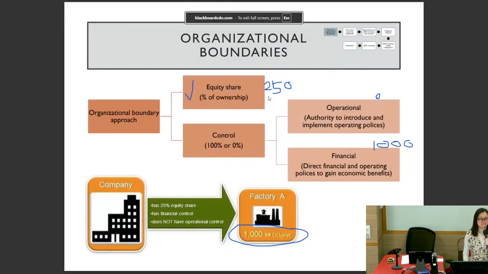For identifying whether the company has financial control or operational control, sometimes it is a little bit tricky. So don't worry, in the test or in the examination, I will tell you explicitly whether the company has financial control, or maybe this company has no financial control. I will just tell you explicitly whether they have or have no financial control or operational control.